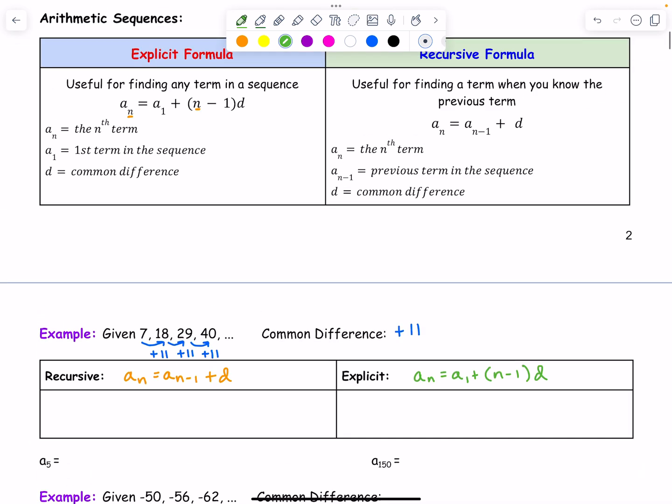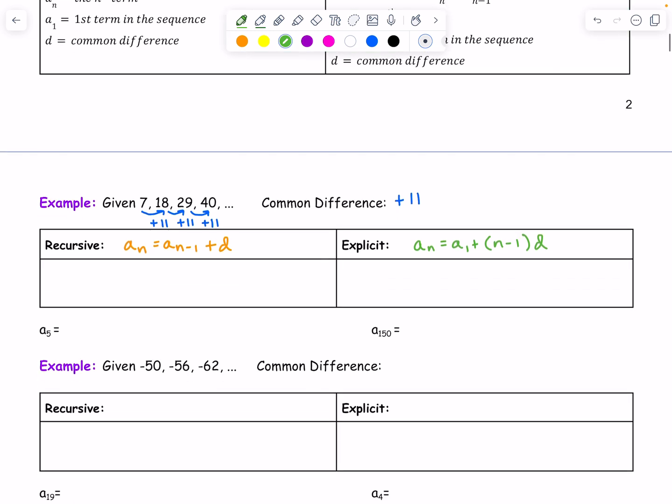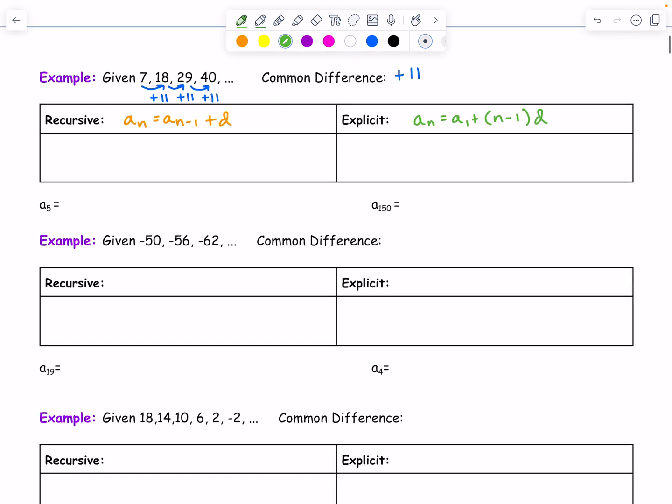So remember, the recursive formula is great if you have the previous term and you just need the next term in the sequence. And the explicit formula was useful if we want to find any term in the sequence. So if we want a sub 5, that would be the 5th term in the sequence. So I count that 7 is my first term, so that's a sub 1. 18 would be a sub 2. 29 is a sub 3. 40 is a sub 4.